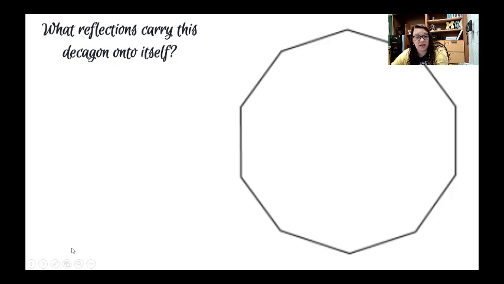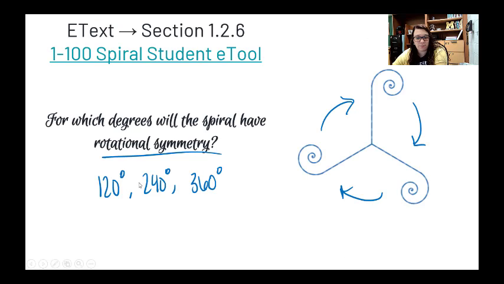Alright, let's look at this decagon for a moment. What reflections carry the decagon onto itself? So I know I have reflectional symmetry. I could go through all of those edges, and that would give me the decagon as well. But what about rotational symmetry on this? How far would I have to turn it in order for it to still look like a decagon? And we did this example in the last one too, right? Notice there were 3 rotational symmetry degrees, and there were 3 tails to this spiral.